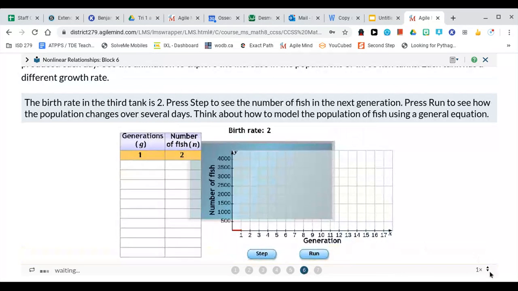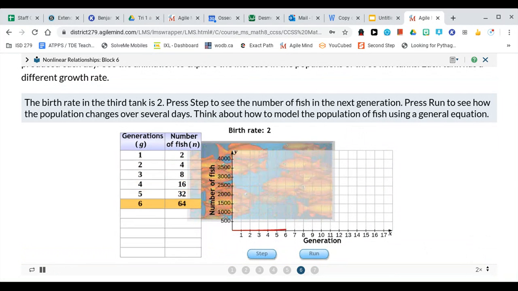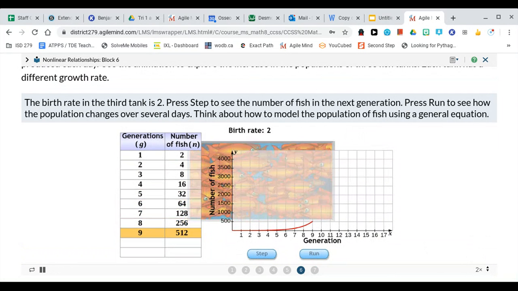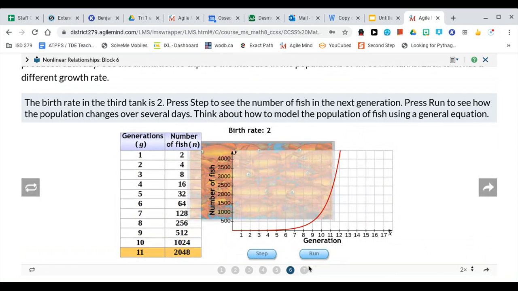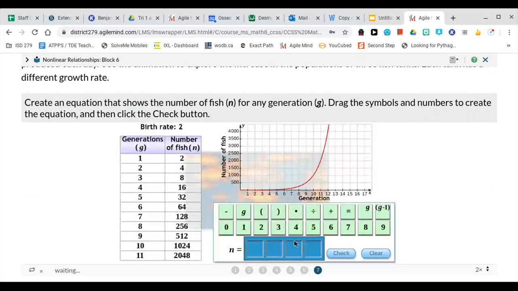And finally, the last one. This is a birth rate of 2. So it's a little bit less than what we've been working with before. We had 3 and 4, and now we just have 2. So our curve isn't as steep. This time, if we go with our same pattern, it started at 2. We multiplied, but this time our birth rate was 2. And we're going to have g minus 1.